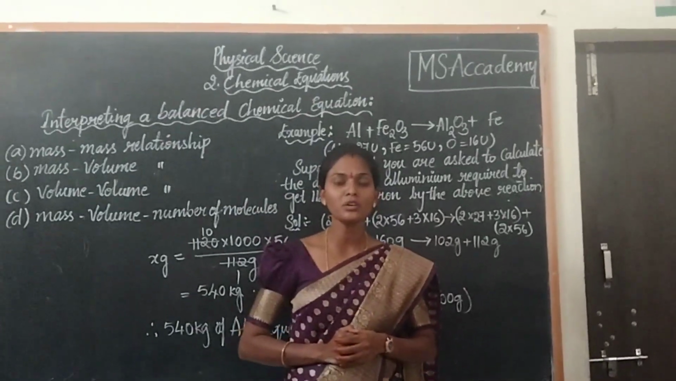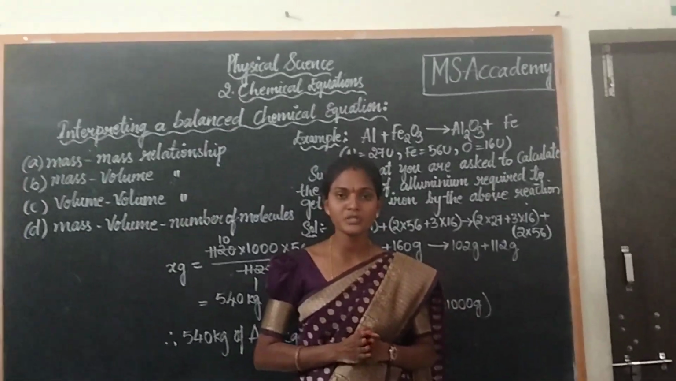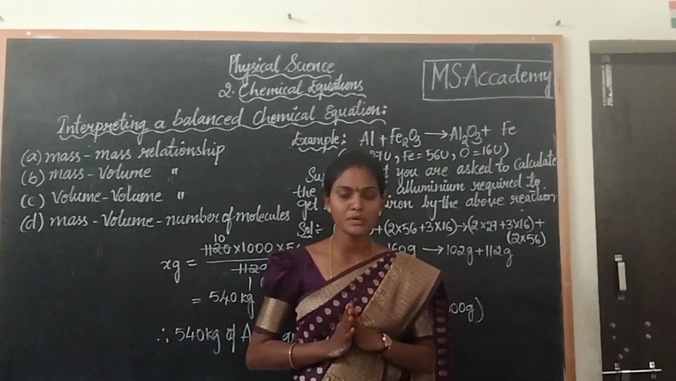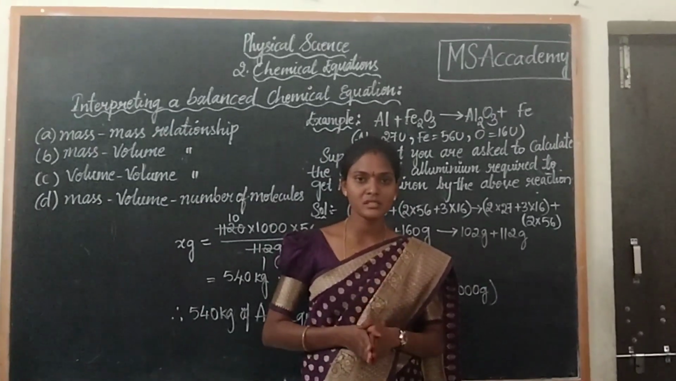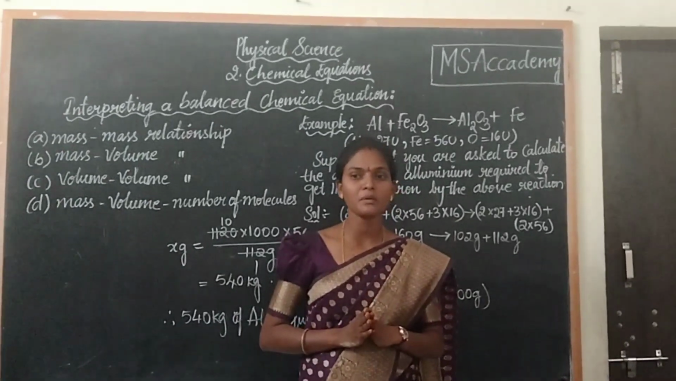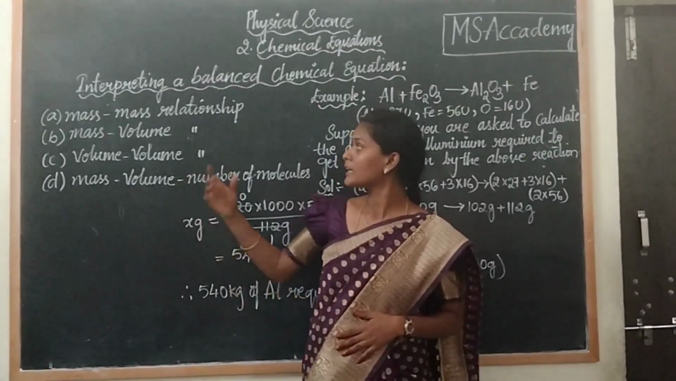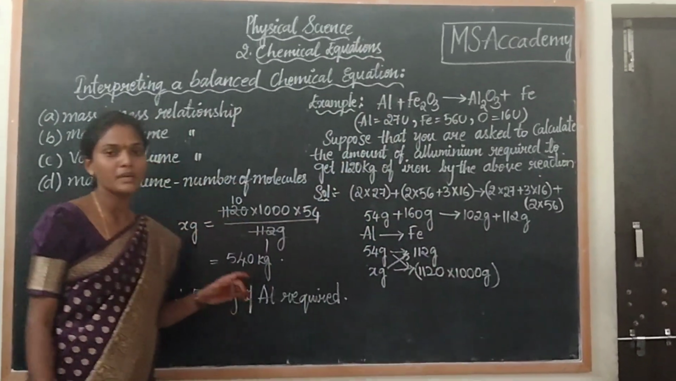In the previous video, we learned about chemical equations: what a chemical equation is, what happens when a chemical reaction takes place, how to balance a chemical equation, and how to make a chemical equation more informative. In today's class we shall learn about interpreting the balanced chemical equation.